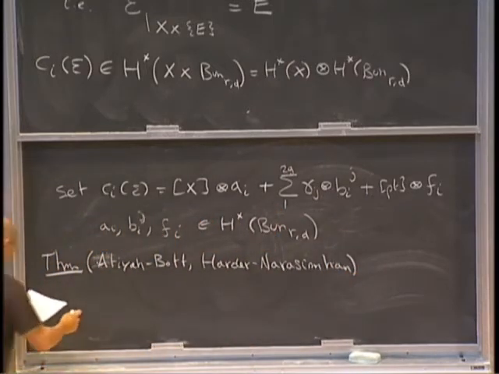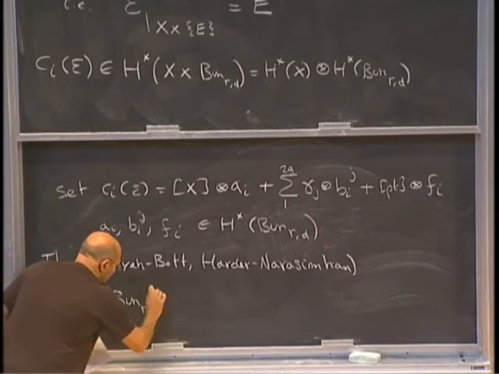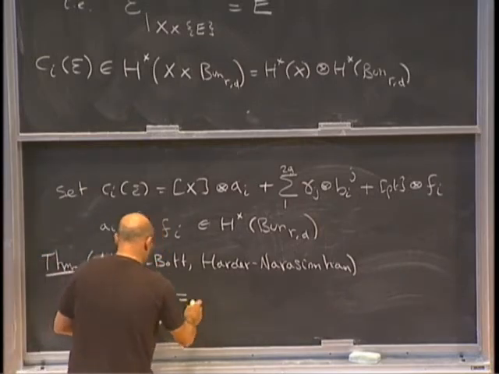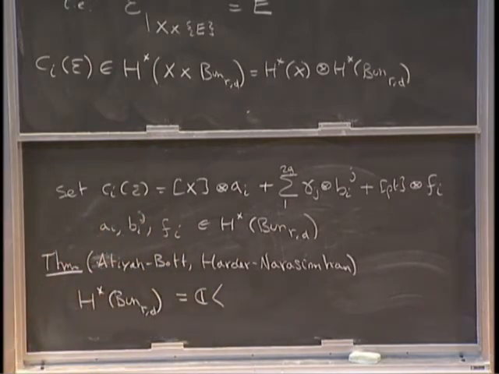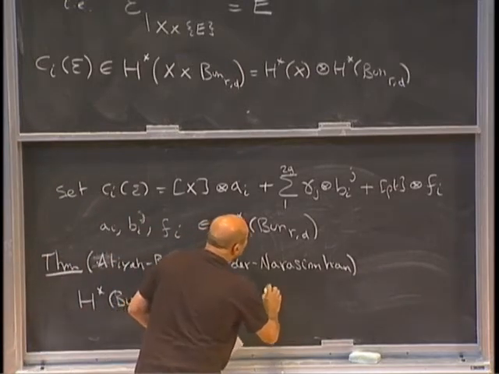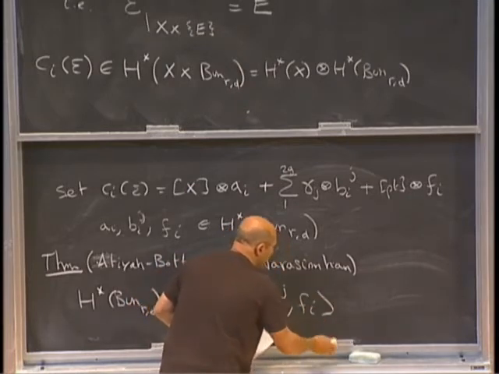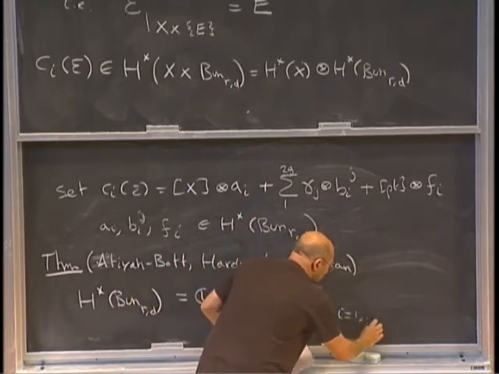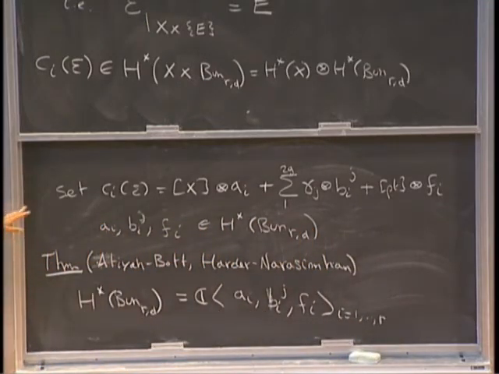It says simply that the cohomology ring is the free supercommutative algebra generated by these classes A_i, B_ij, f_i, where i goes from 1 to r, because this is a rank r vector bundle, so all the higher classes vanish. Okay.